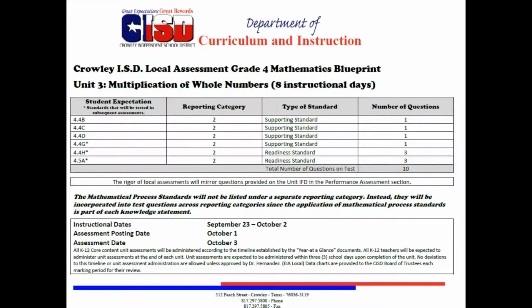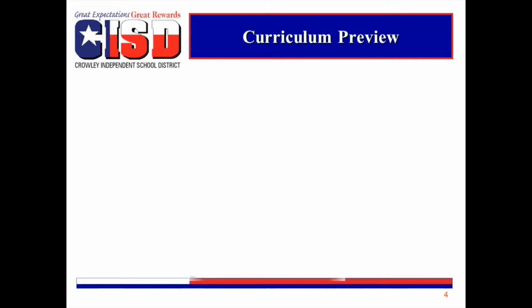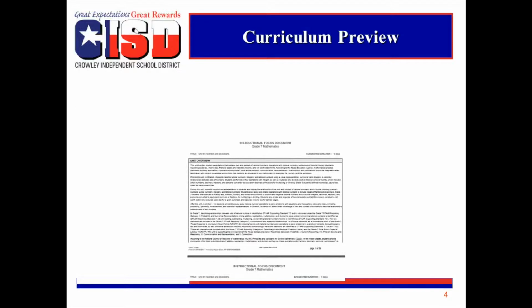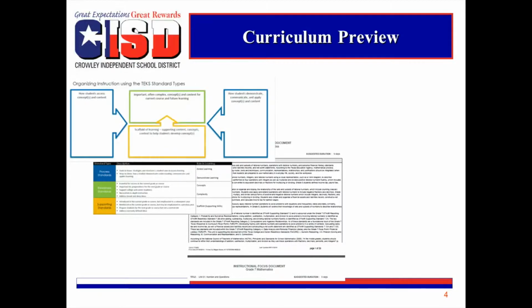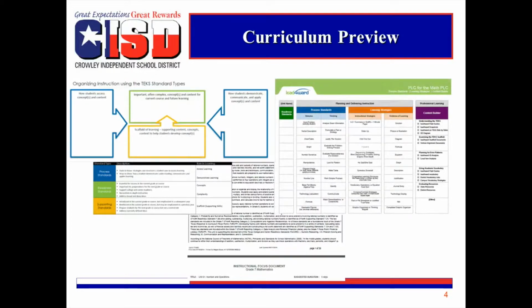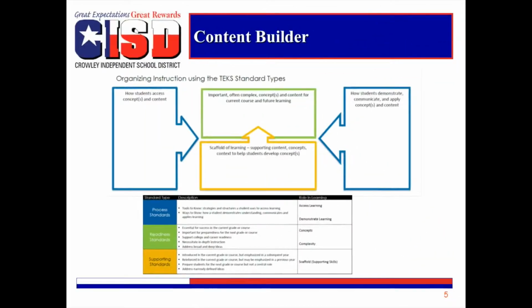Materials teachers will need are the Unit 1 IFD, Organizing Instruction using the TEKS Standard Types document, the Math PLC document, and green, yellow, and blue highlighters. At this time, we will be using the Organizing Instruction using the TEKS Standard Types document. This is part of the what of a PLC and will help establish a direction.